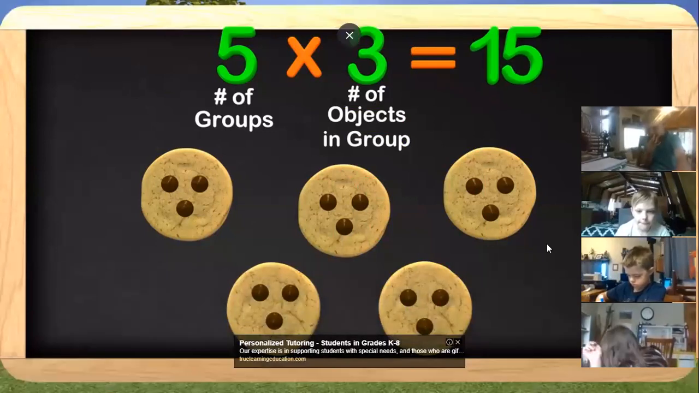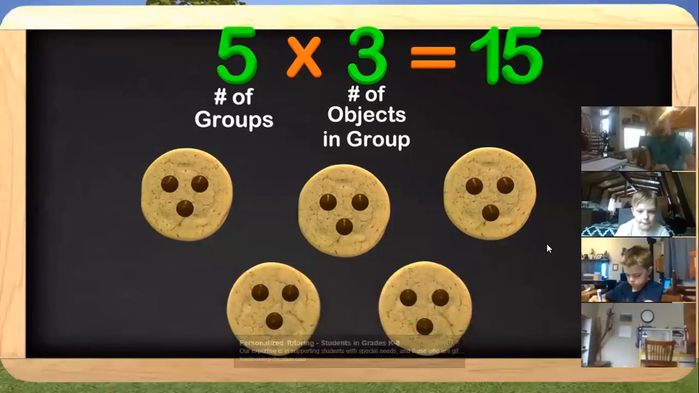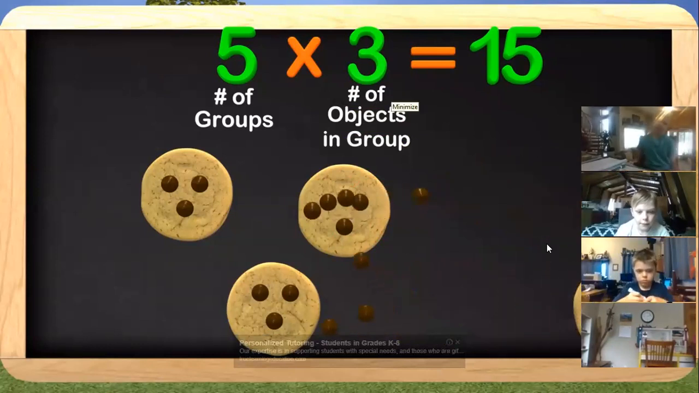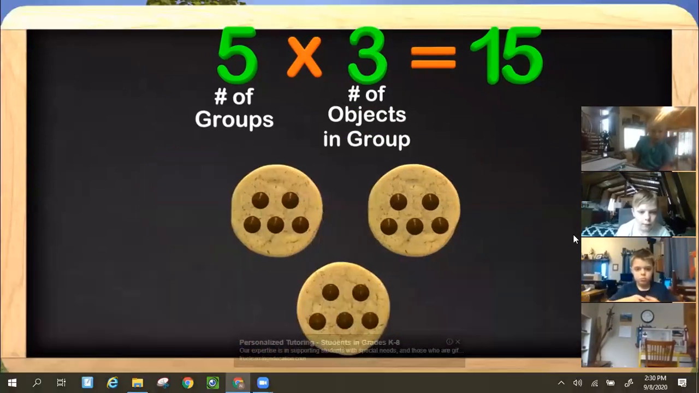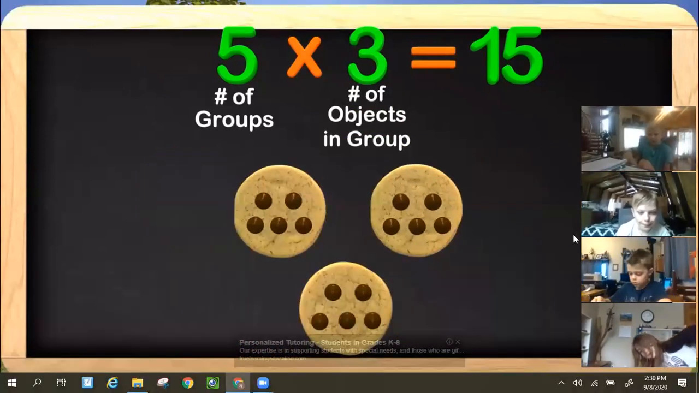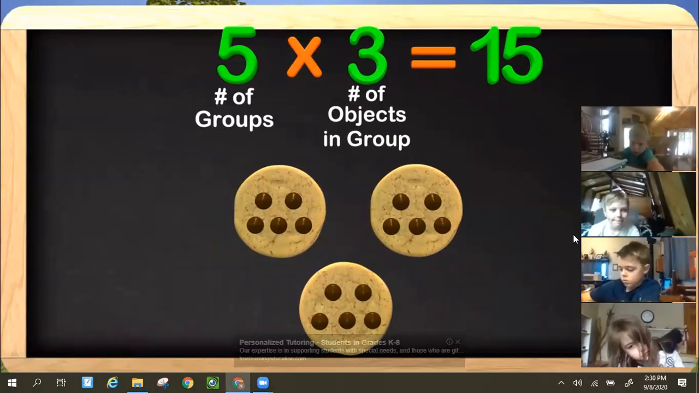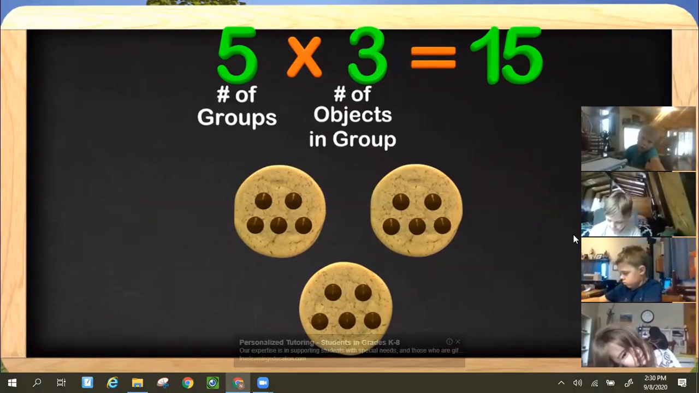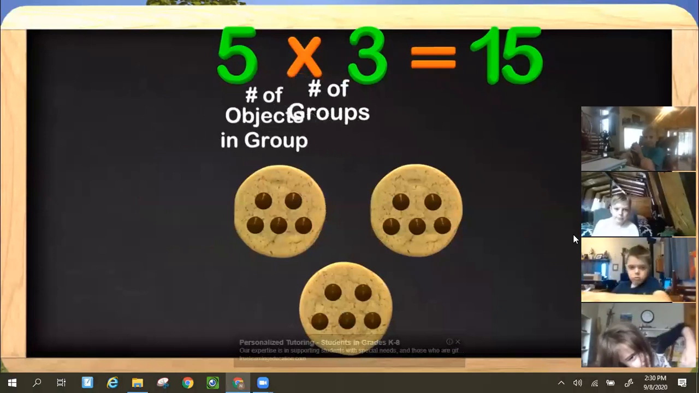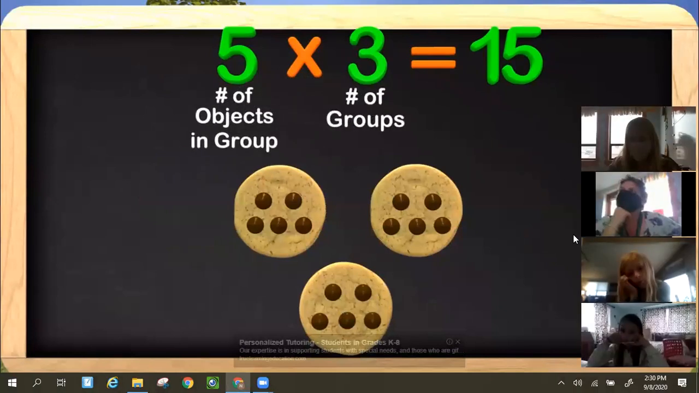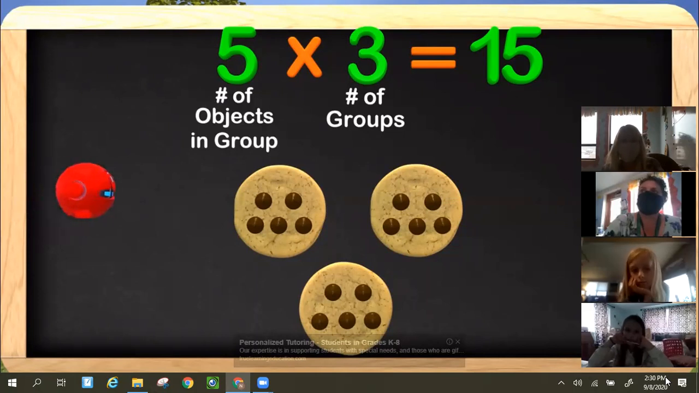There is something really cool about multiplication. Take a good look. Here we have 3 cookies, and on each cookie there are 5 chocolate chips. What we just did was switch the number of groups and number of objects. The 3 is now the number of groups, and the 5 is now the number of objects in each group. If we count the chocolate chips, do we still get 15?